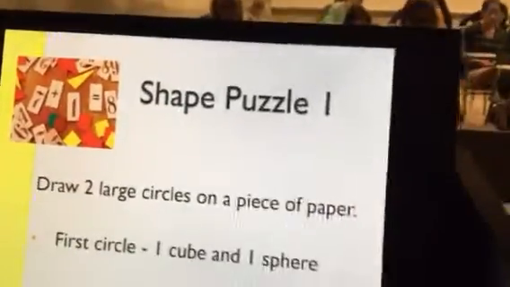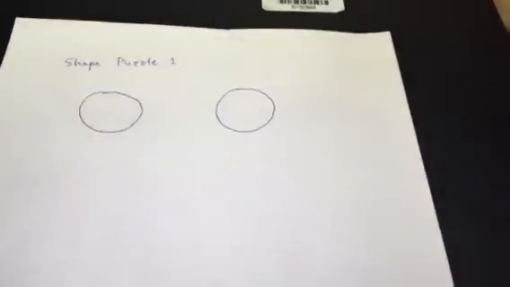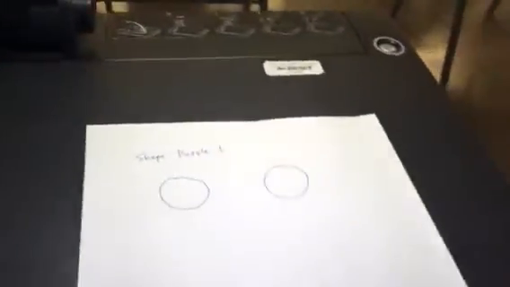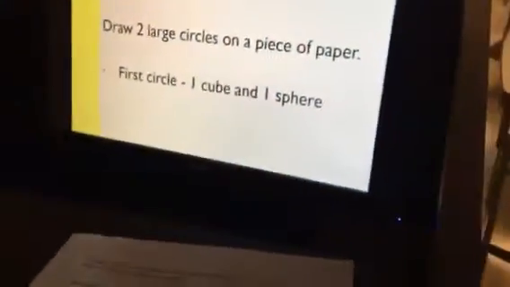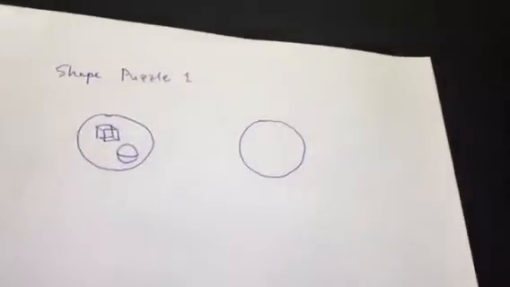Here's a circle. The circles are like plates. I'll show you how big I drew mine on the document camera. And really, you don't have to draw them that big. The first circle has 1 cube and 1 sphere. So I'm going to draw a cube in the first circle and a sphere, a circle with kind of a little line like this to give it the look of some sort of ball.